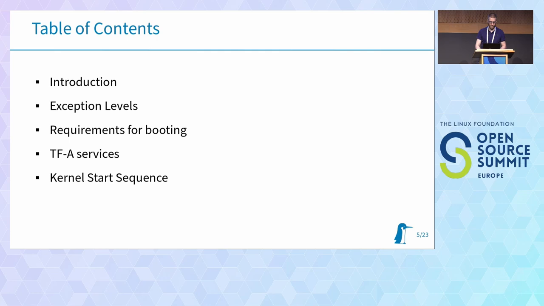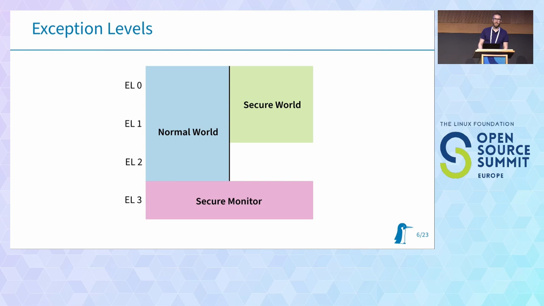Let's take a short look at exception levels. For most of the ARM 64-bit implementations, there are four different exception levels. And there's also a separation of the normal world and the secure world. I'm not going to talk about the secure world today because the secure world implementations are not necessary to boot up a system and run your own applications, but might be interesting for implementations like trusted storage, as an example.